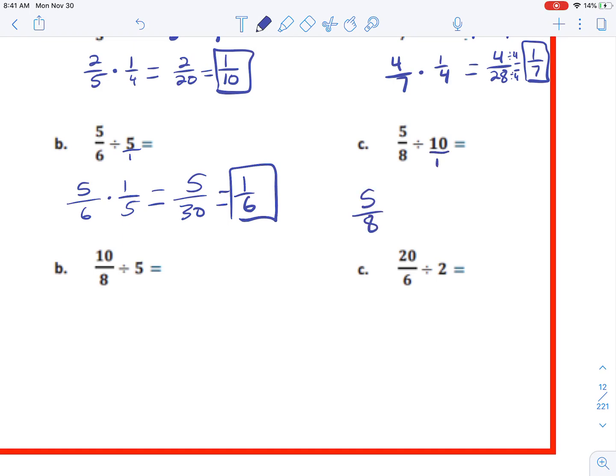Okay. Letter C, 5/8 divided by 10, or 10 over 1. We skip dot flip, 5/8 times 1/10. We multiply across, and we get 5 over 80. We can simplify this, dividing both by 5, and we get 1/16.